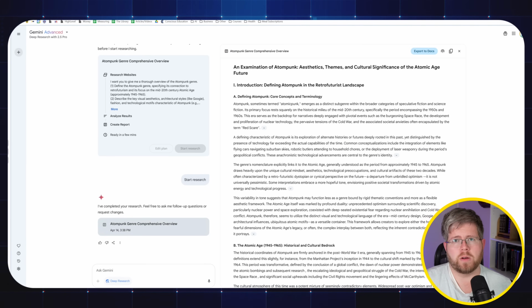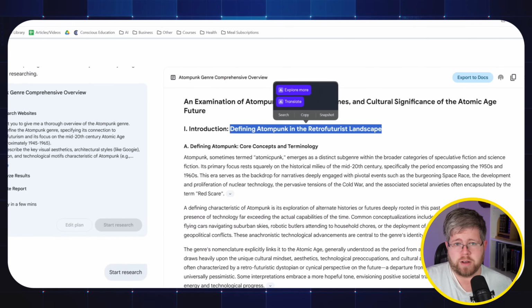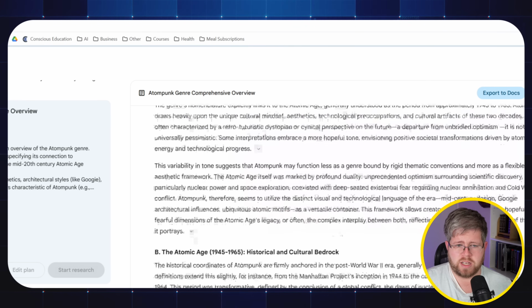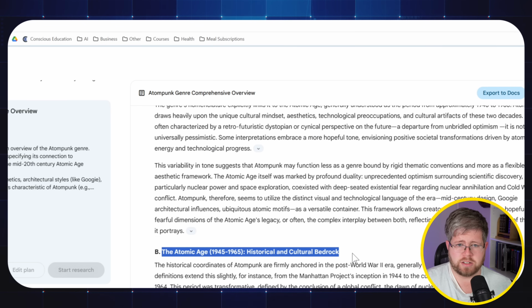Gemini wrote a little over 9,000 words, so pretty lengthy. And we start with an introduction. It's got everything in a regular outline format, starting with the number 1 here, then moving to the letter A, which I suppose is an outline format that makes it easier for the AI to keep things structured. We start with defining atompunk in the retrofuturistic landscape, core concepts and terminology. Then we move to the atomic age, history, and cultural bedrock.